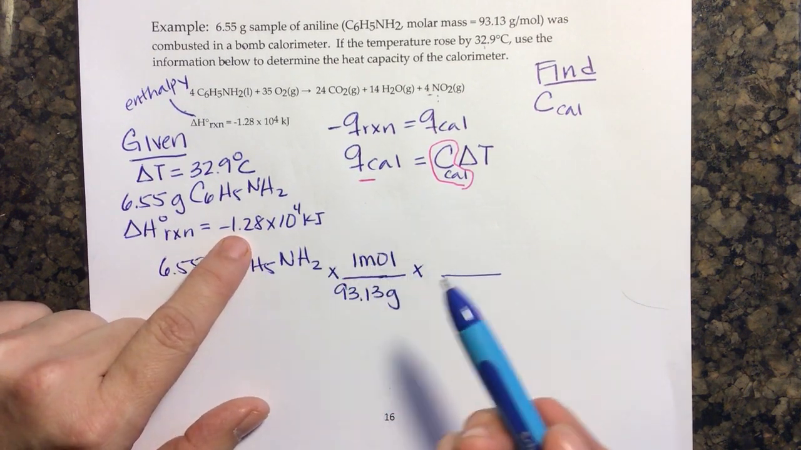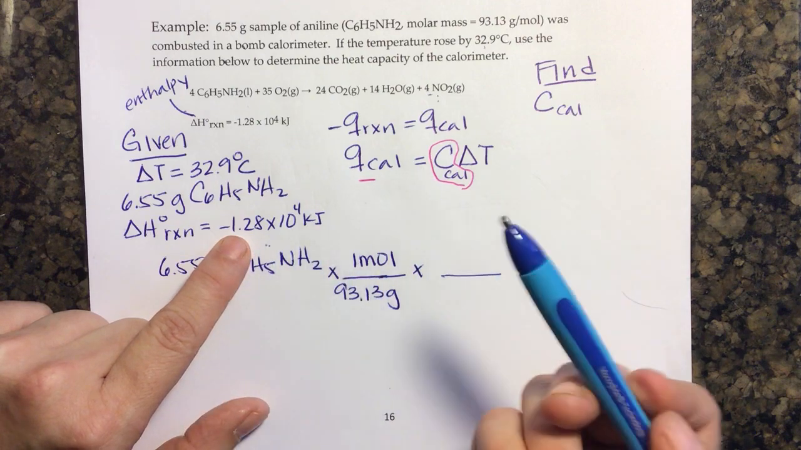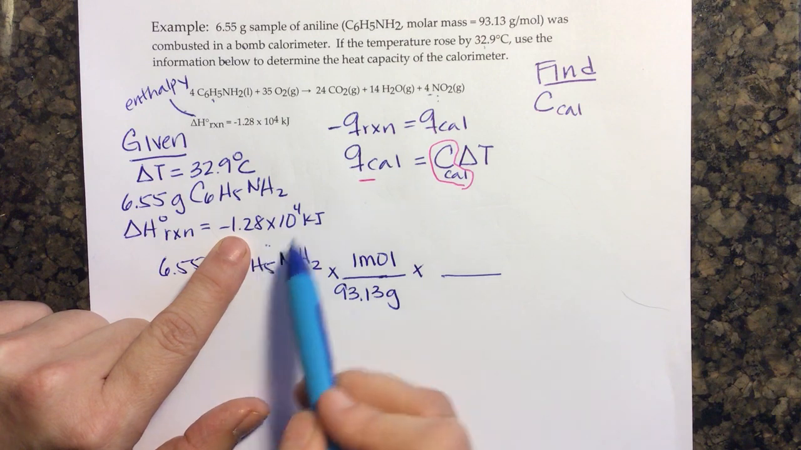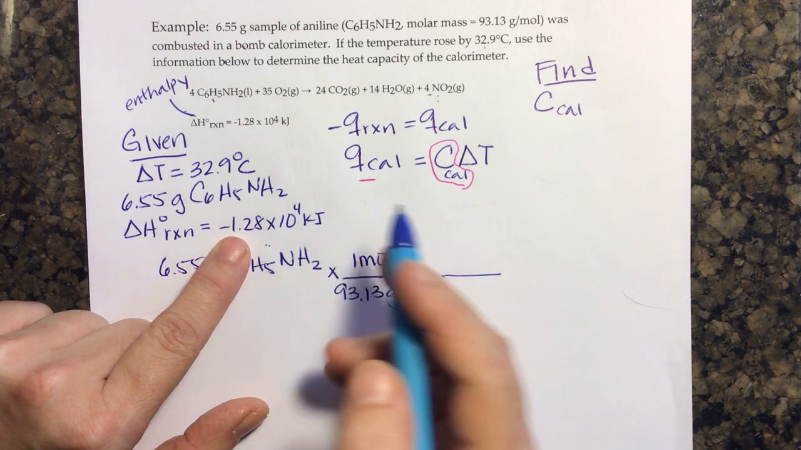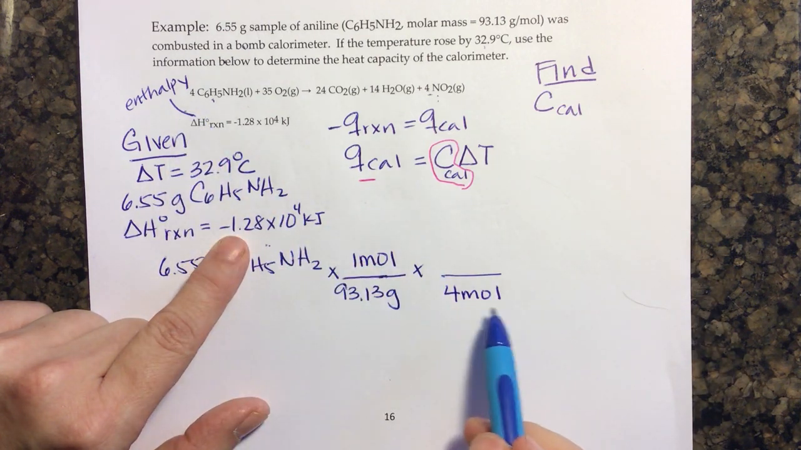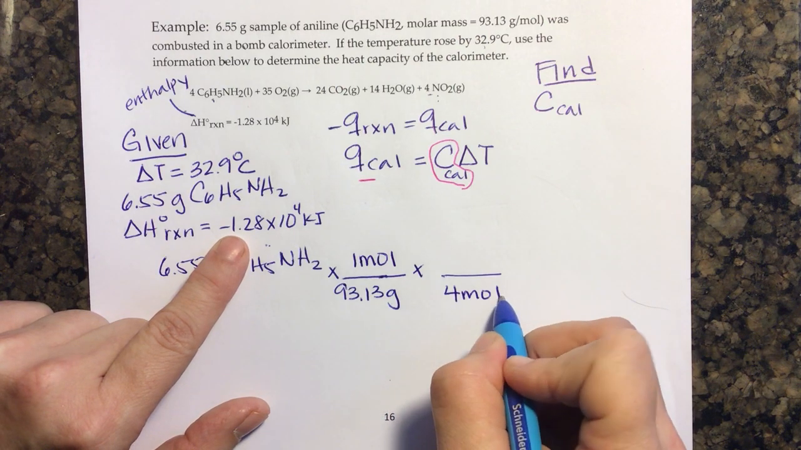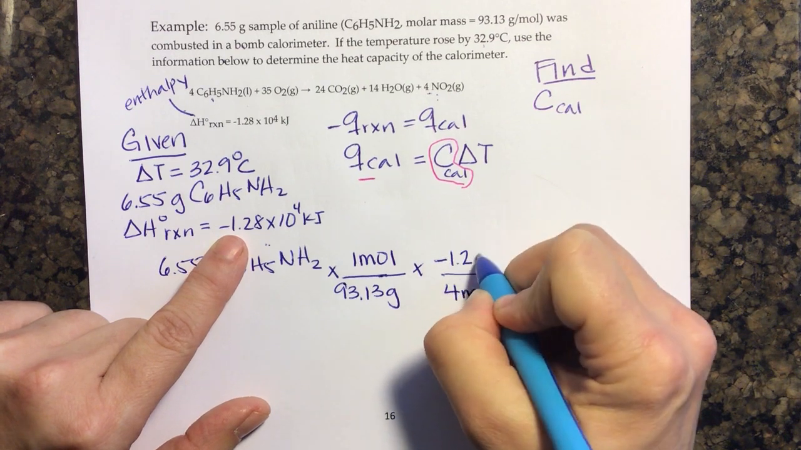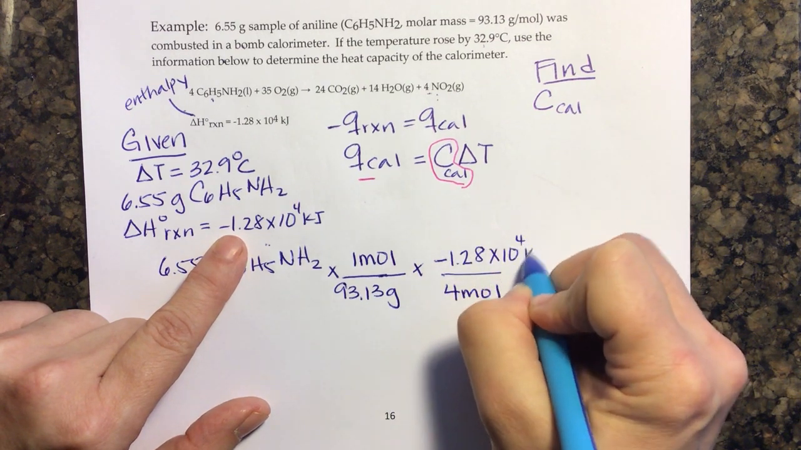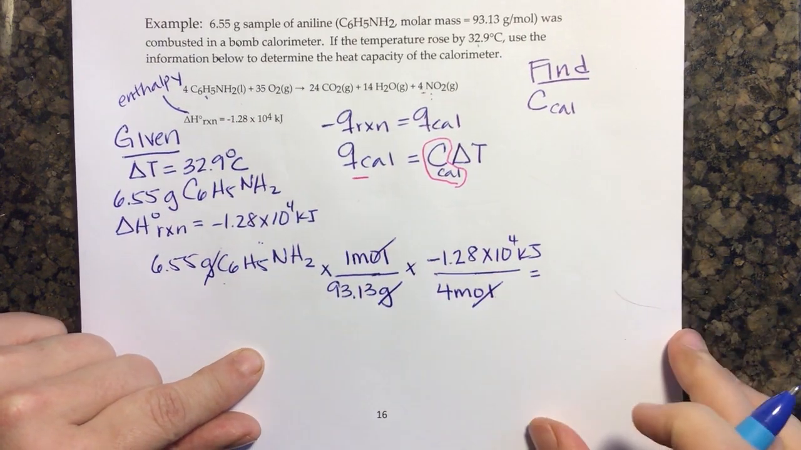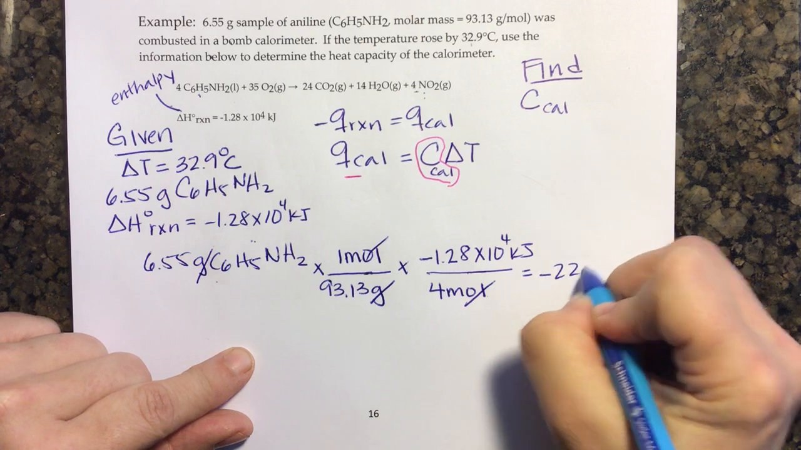Well, I have a specific relationship with this heat of reaction. I've got 4 moles of my aniline per this amount of kilojoules. So that means I've got 4 moles. If this was a 3, you would have to put a 3 here. So basically you're using a conversion factor here. So you've got 4 moles to what? Well, the total energy given off is 1.28 times 10 to the 4 kilojoules. So moles cancels, grams cancels, and we're going to be left with negative 225.06 kilojoules.